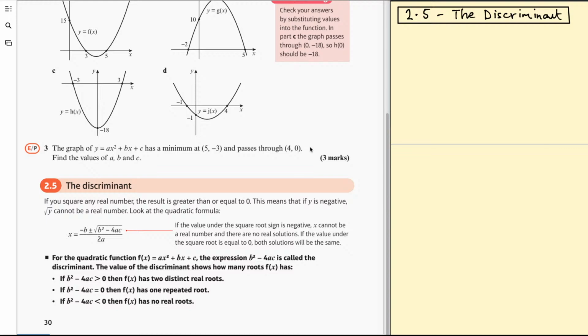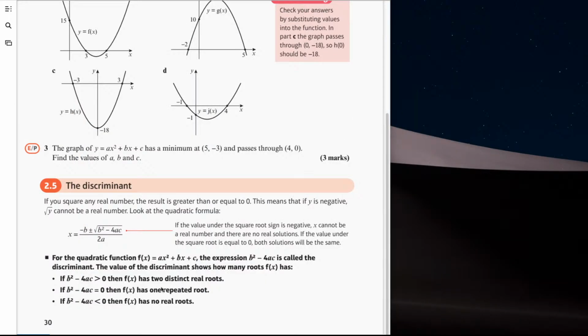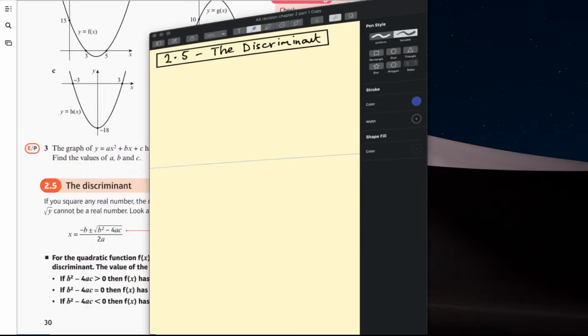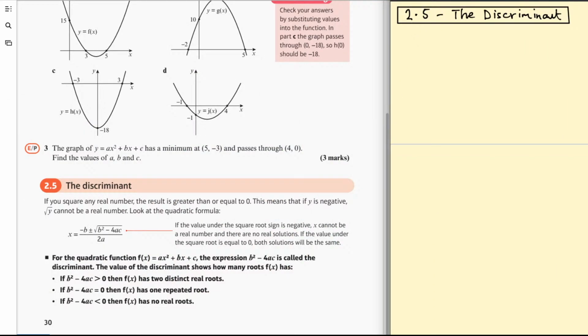If you square any real number, I'm having some issues here. There we go. Oops. Apologies for this. Okay, there we go.